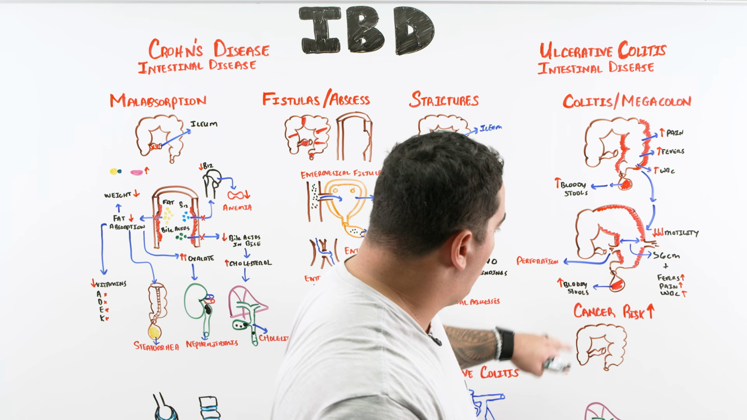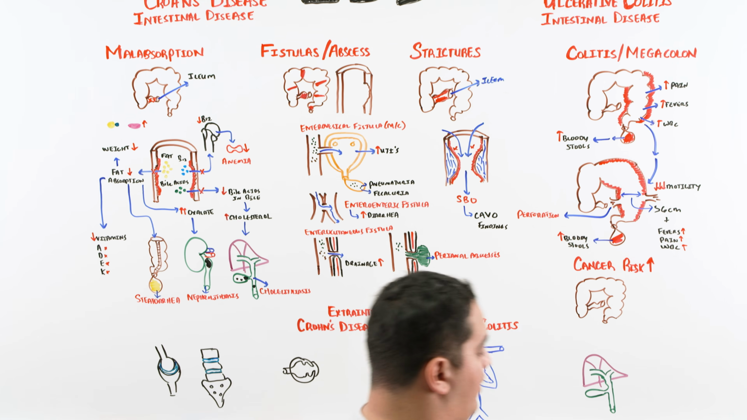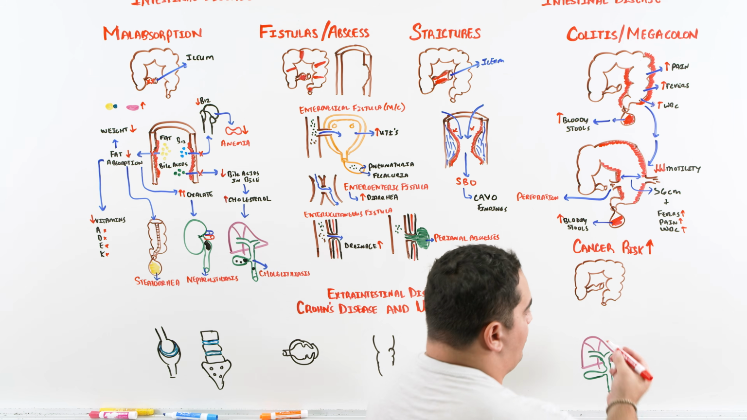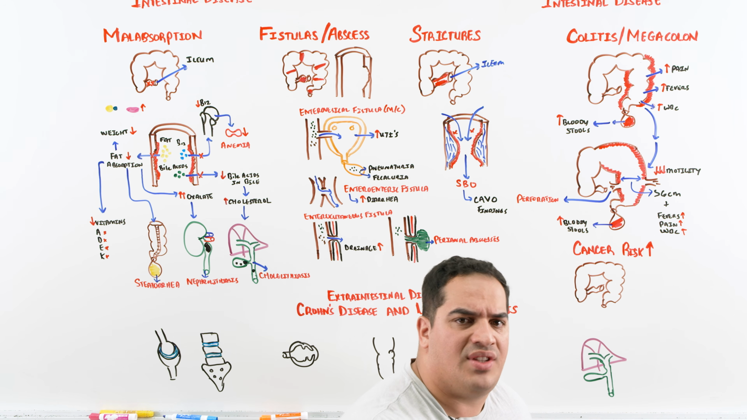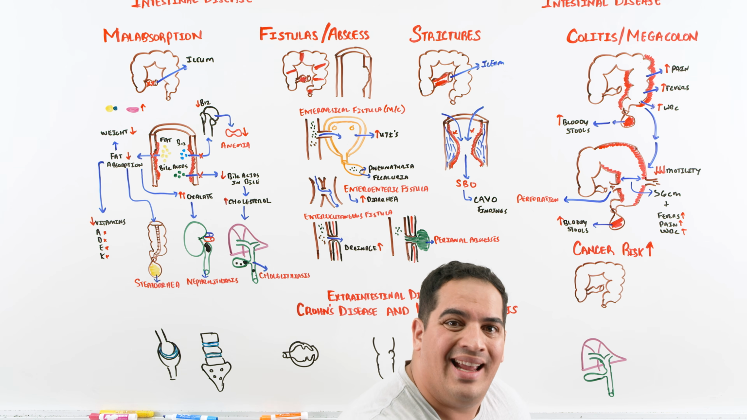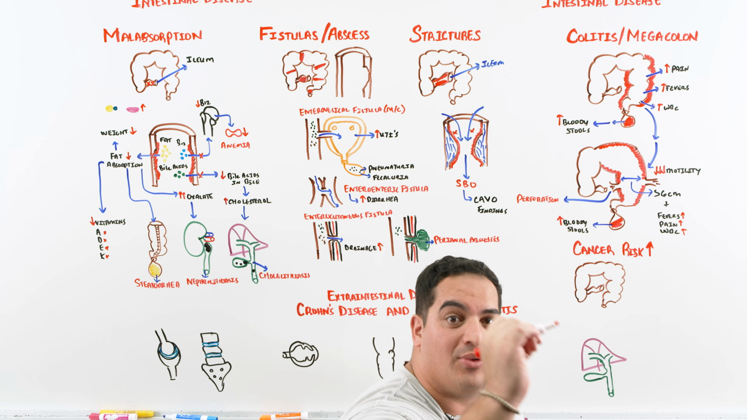The last thing I want to talk about is cancer risk. This is usually more particularly associated with ulcerative colitis. And I think it's pretty straightforward. Think about it. What does Crohn's disease usually spare? The rectum. And it skips around. It can hit the colon, but it's more commonly going to involve the ileum. What always involves the rectum and spreads up through the colon?